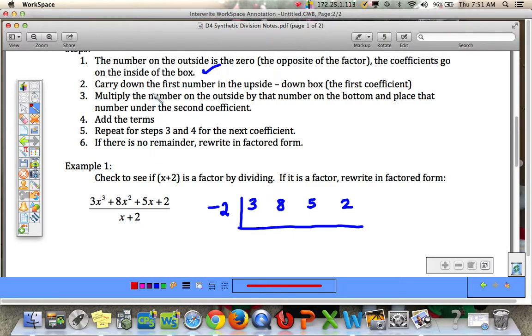Next step, carry down the first number in the upside down box. Sorry, the first coefficient. So here's my upside down box. We're going to carry this down, write the 3. Okay, so now we're done with this step.